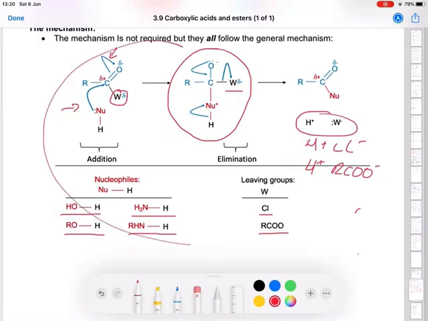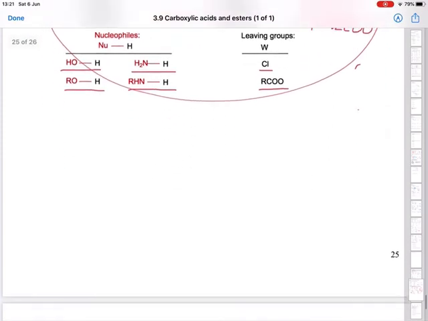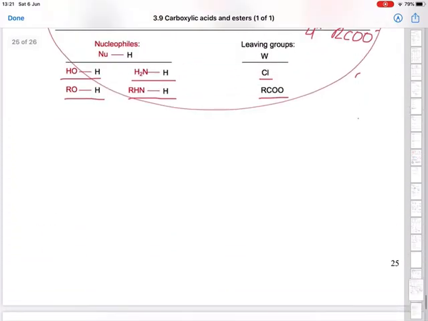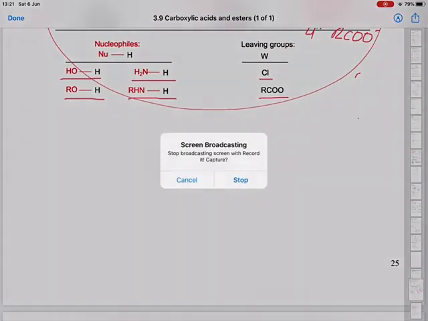So that's it really. If you can see that the mechanisms are identical, even if you don't get this bit, if you can spot that it is the same mechanism, all the arrows are the same, all we're changing here is the derivative, so it's a chlorine for an acyl chloride, or an OCOR if it's an acid anhydride. And then with each of those, we're reacting it with water, alcohol, ammonia, or an amine. Okay, and I think we'll do that one in a bit.